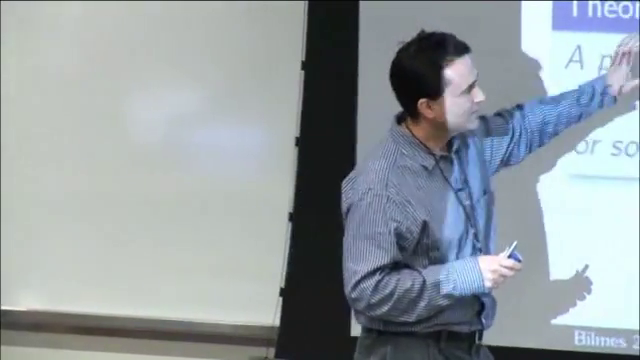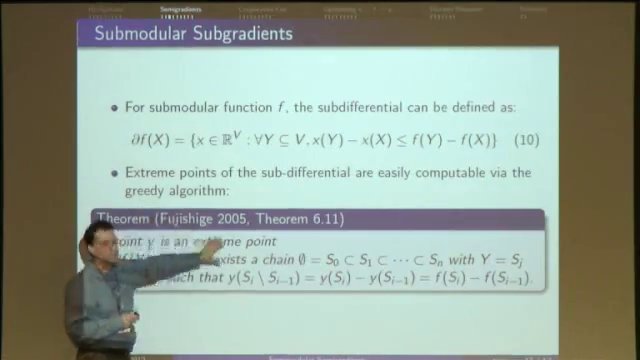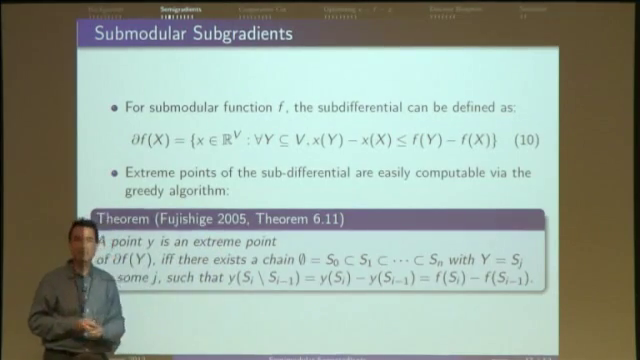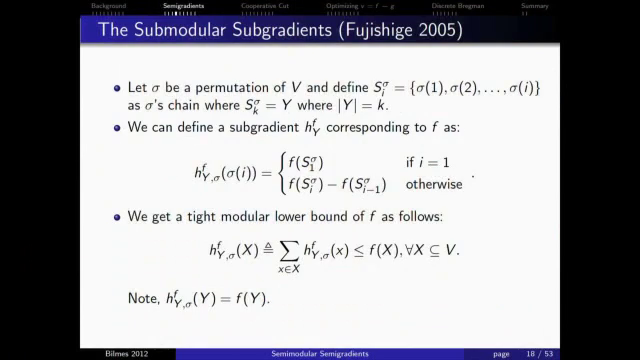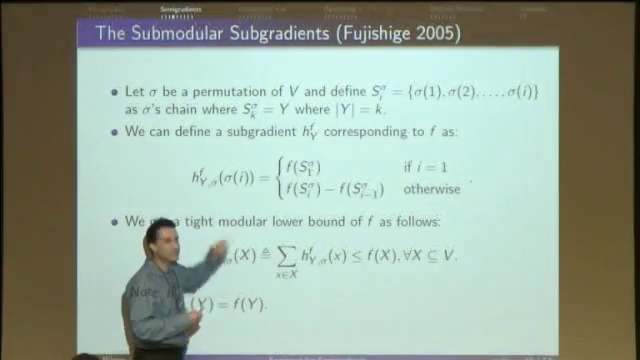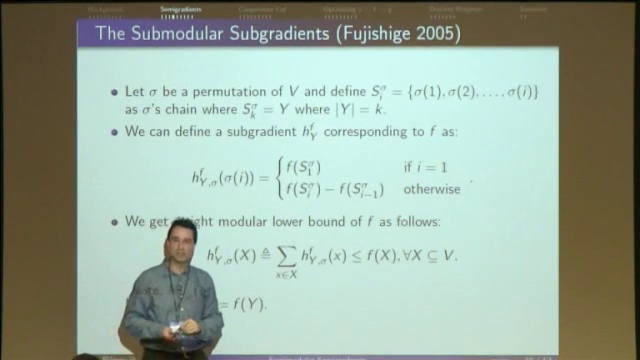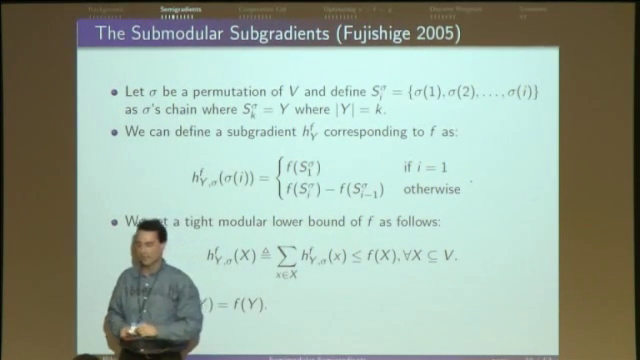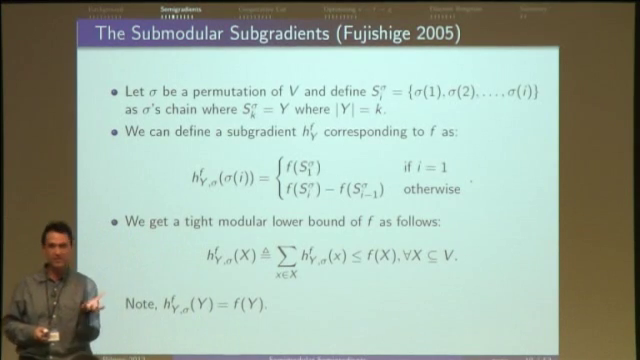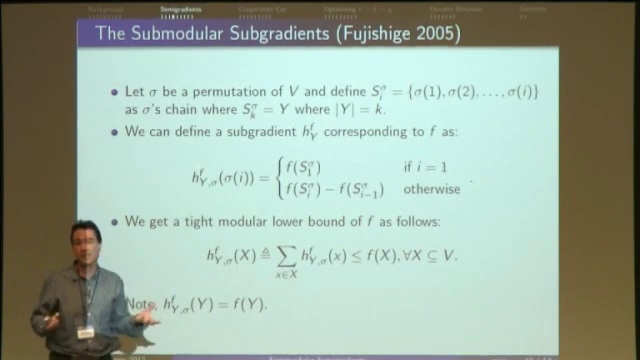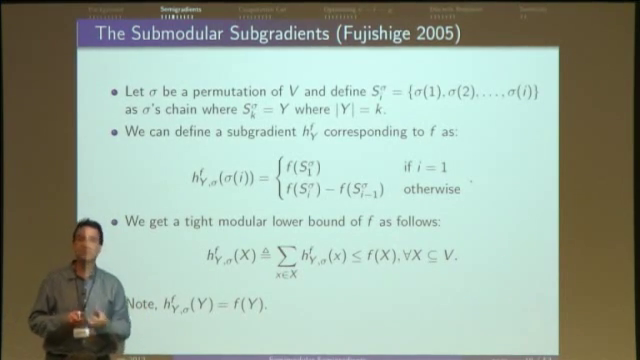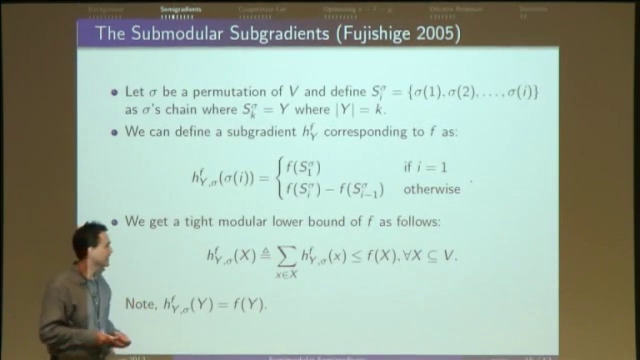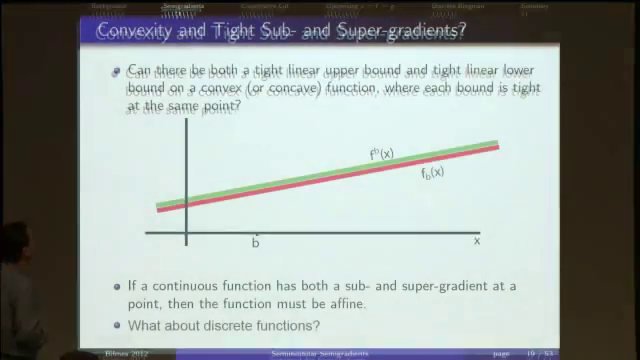So the subdifferential can be computed using the greedy algorithm. The basic idea is that you choose an ordering of the elements, and I think that's on the next slide. You choose an ordering of the elements here. And then you just compute this, which is like a discrete linear function, what's known as a modular function. Basically, this is a function that only has n degrees of freedom. It's touching at any particular point on the submodular function, and it's everywhere below the submodular function, just like a subgradient of a convex function.